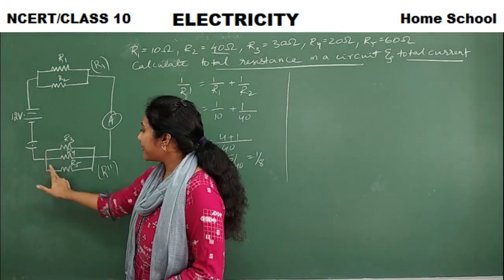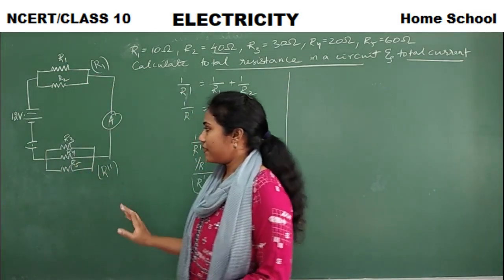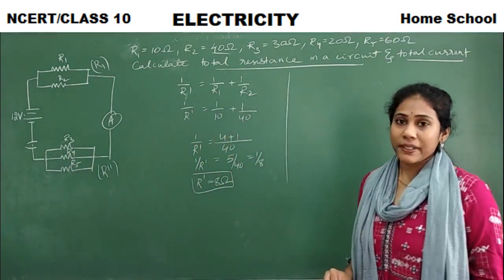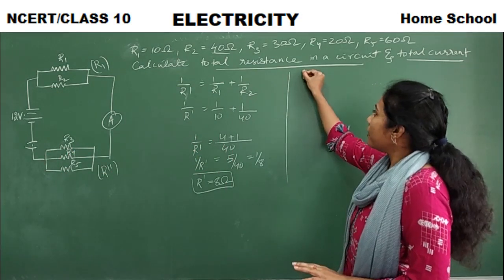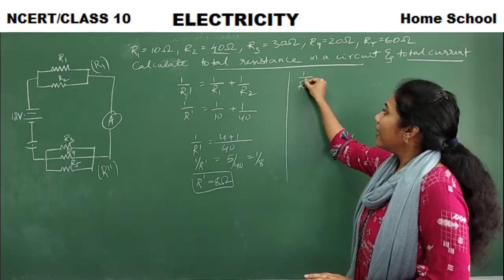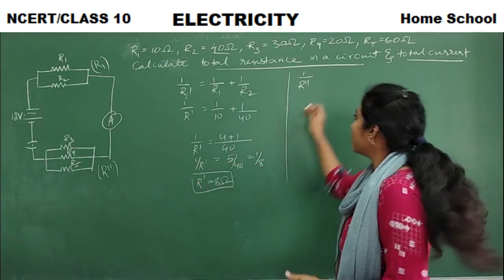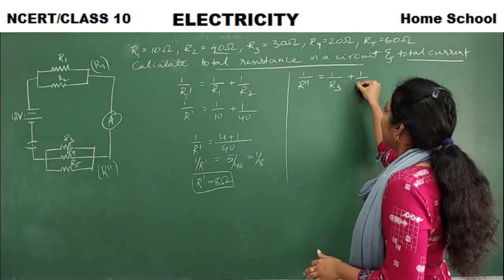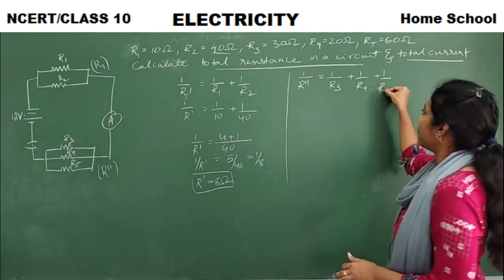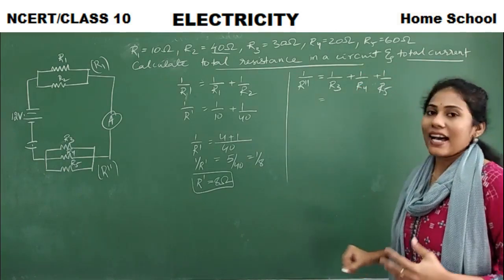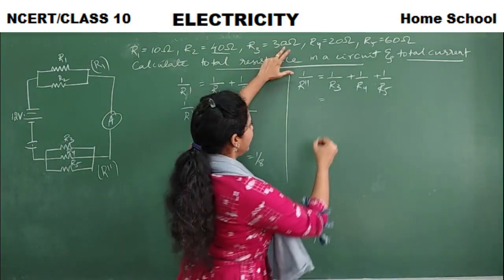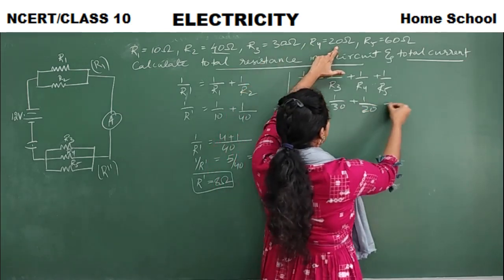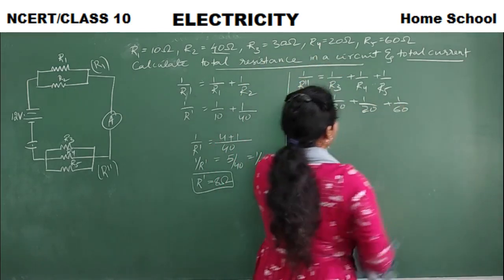Now let us calculate the resistance of this particular combination. Again here, the 3 resistors are connected in parallel, so the formula for parallel combination has to be used here. What is the formula? We are calculating R double dash: 1 by R double dash is equal to 1 by R3 plus 1 by R4 plus 1 by R5, isn't it? So what is our R3? Where is R3? 30, right? So 1 by 30 plus 1 by R4, which is 20, plus 1 by R5, which is 60.